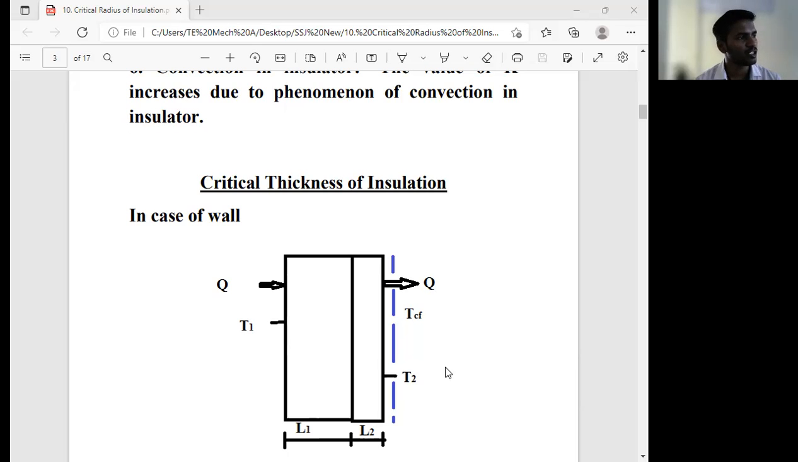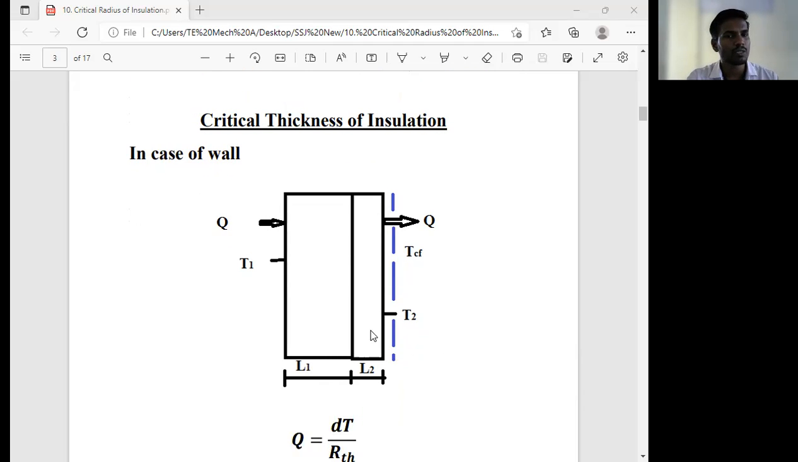T2 is the temperature of the insulation at the right-hand side, and Q amount of heat is transferred through that particular wall and insulation. Okay, so what is the equation for this? Q is equal to what? What is our standard equation?